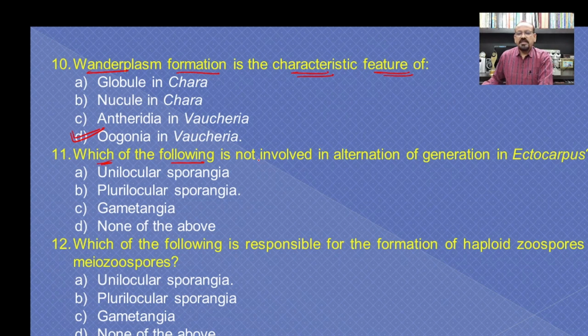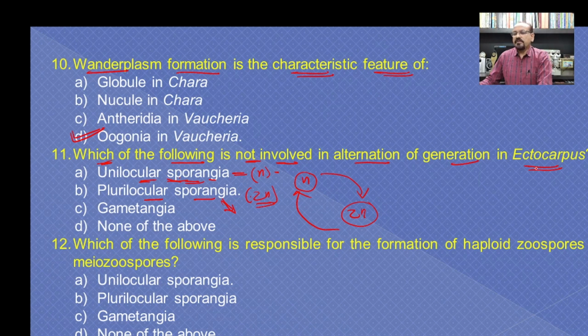Then, which of the following is not involved in alternation of generation in Ectocarpus? In alternation of generation, the haploid condition must alternate with the diploid one. So the unilocular sporangia is responsible for the formation of haploid zoospores, while the plurilocular sporangia is responsible for the formation of diploid spores. It means that the diploid plant body will only multiply the diploid plant body, but after the germination of the spores from the unilocular sporangia, they will form the haploid plant body.